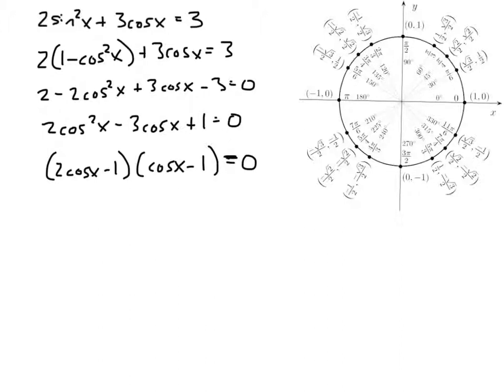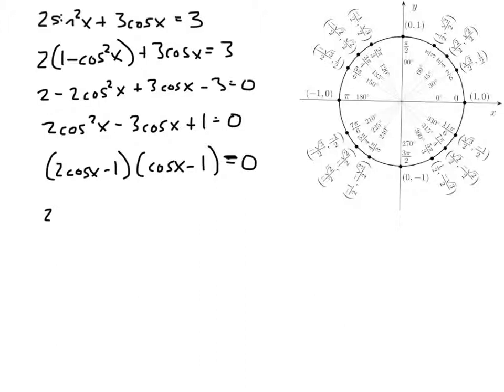And again, if you need a review of factoring, you can just treat this as 2x squared minus 3x plus 1. Use divide and slide, and you'll end up in the same spot. You'll end up with something like (2x minus 1)(x minus 1). But remember that we're dealing with cosines. So now I'm going to set each factor equal to 0 and solve.